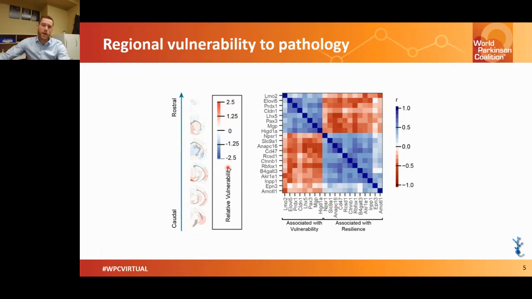We can then compare those vulnerability values to regional gene expression and pull out gene expression patterns that are associated with vulnerability or patterns that are associated with resilience to tau pathology in the mouse brain. We hope that these data can be used to understand vulnerability and resilience to pathology in the brain.